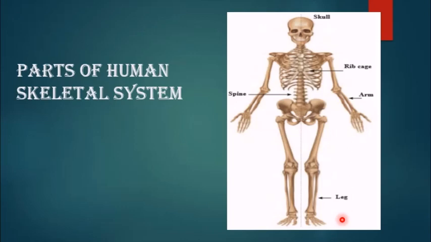So accordingly, we have two types of skeleton, that is axial skeleton and appendicular skeleton. The axial skeleton consists of the skull, spine and rib cage. The appendicular skeleton consists of the bones of the arms and the legs.